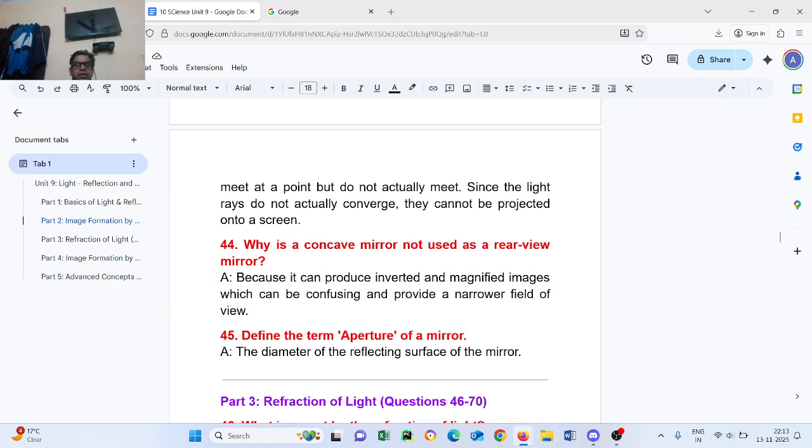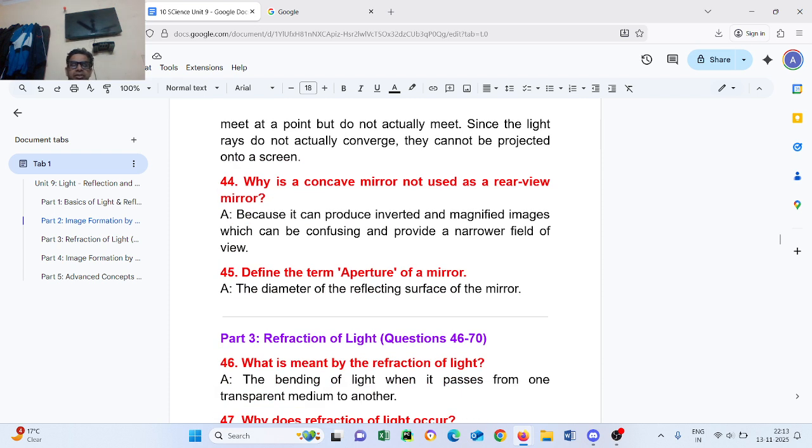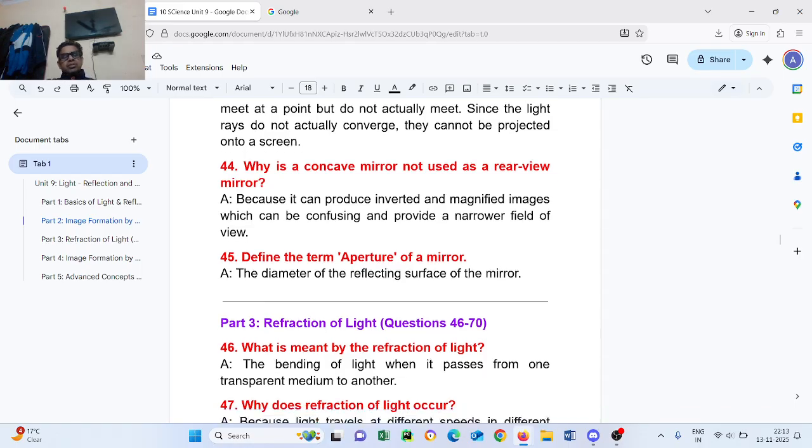Question number 44. Why is a concave mirror not used as a rear view mirror? Because it can produce an inverted and magnified image, which can be confusing, and it provides a narrower field of view. Define the term aperture of a mirror. The diameter of the reflecting surface of the mirror is called the aperture.